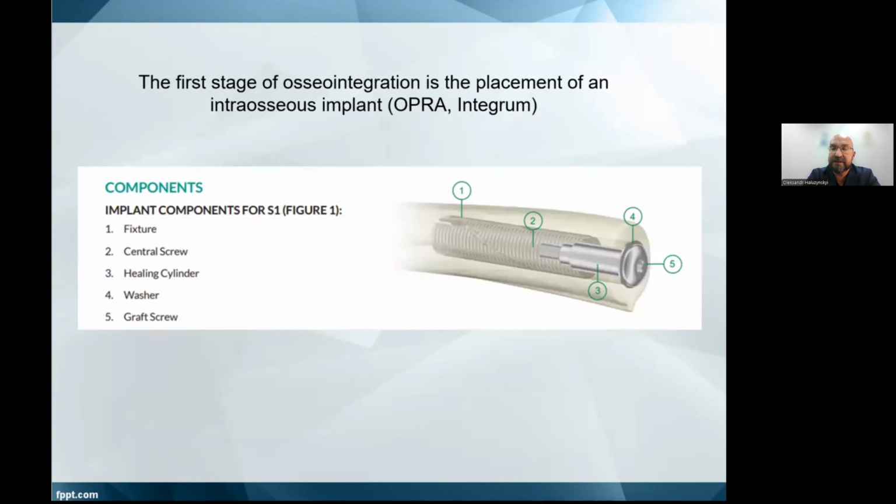In our center, we use screw-fit implants from Integrum, OPRA. During the first stage, an implant of pre-selected size is screwed in and a special plug is installed. We perform bone grafting of the end of the bone in order to seal the implant. This also allows for a slight lengthening of the bone if necessary.